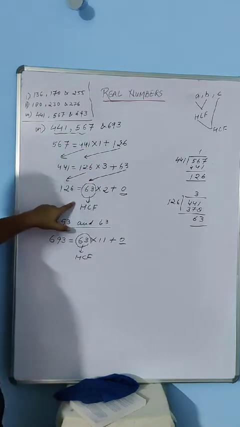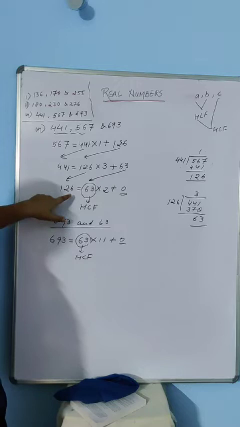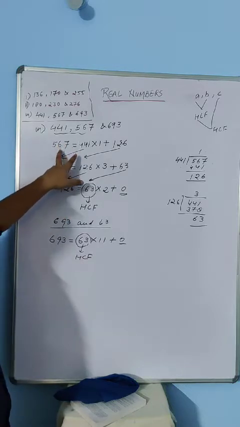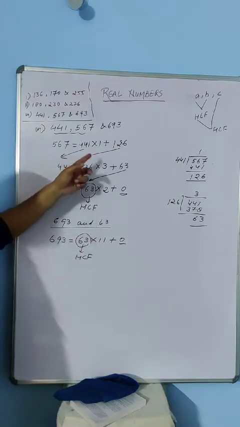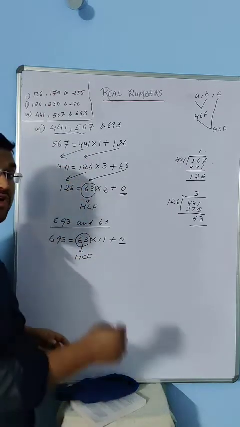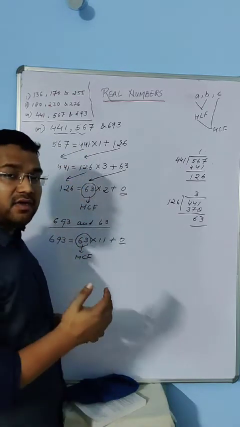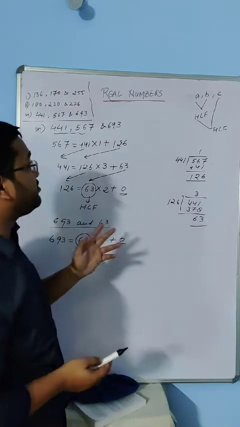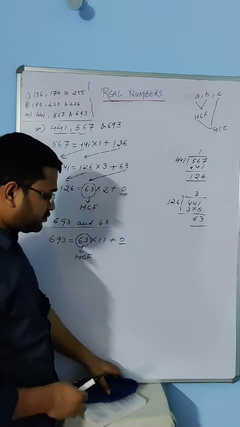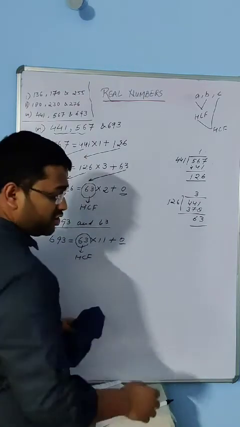Remember, the HCF at the first stage is the HCF of the two chosen numbers. But the HCF at the second stage is the HCF of all the three numbers. So I hope you understood it well, and we will be practicing it with the questions from the question bank. Now, I will move to another topic.